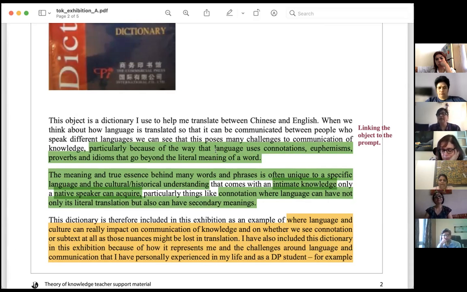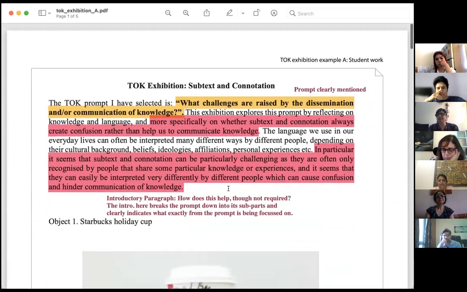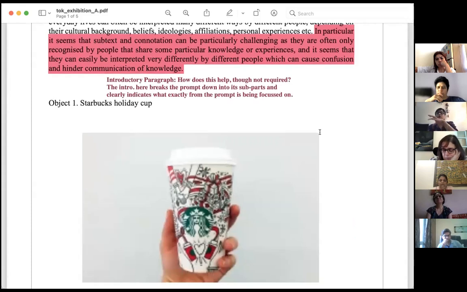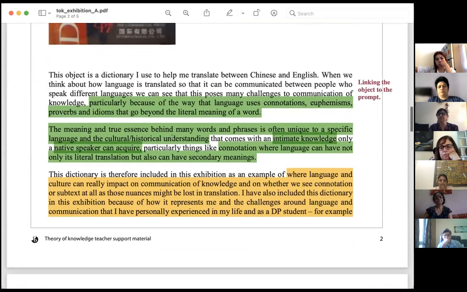And now you see, again, this is in green here because it links to the pink that the student has highlighted here. The first object, the student talked about subtext. The subtext in that particular object being all the images. The second thing is about connotation. That is word meaning. What does connotation mean? What does denotation mean? Euphemisms, how do they differ and why do they differ? And because it is in this way, what challenges come across when there is dissemination or communication of knowledge?